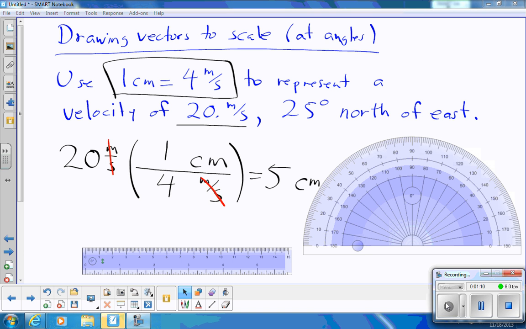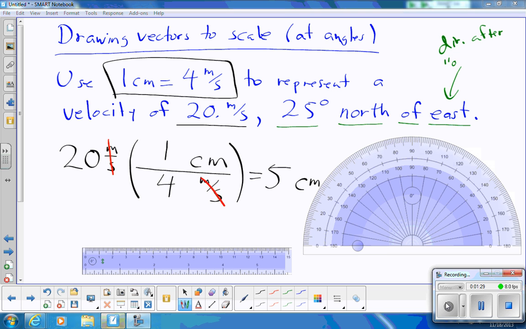The next thing I have to do is get the right direction. Now, we use this language where we're always giving an angle, and then we say direction of other direction. In this case, it's north of east. I'm going to remind ourselves that the direction after the "of," when we say north of east, is the reference direction. So that's what we're going to measure with respect to.